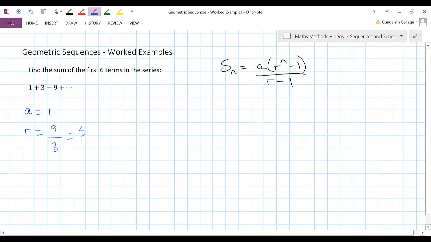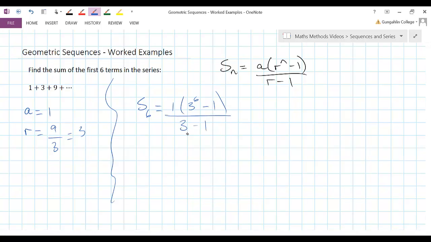Okay, ratio is 3. Now we need to work out the sum to the given number of terms, which is 6. So the sum to 6 terms is going to be the first term, 1, times r, which is 3 to the power of 6, take away 1, divided by the ratio, which was 3, take away 1. We can pull a calculator out here. I personally do not know what 3 to the power of 6 is.